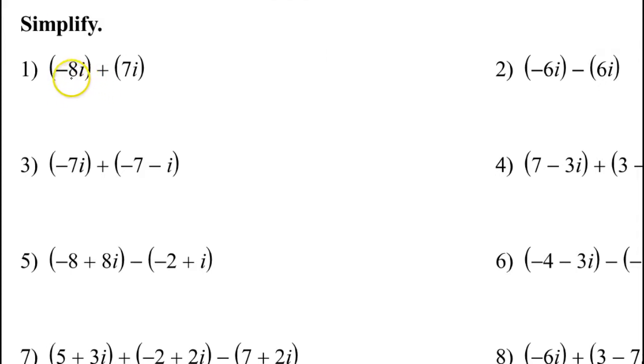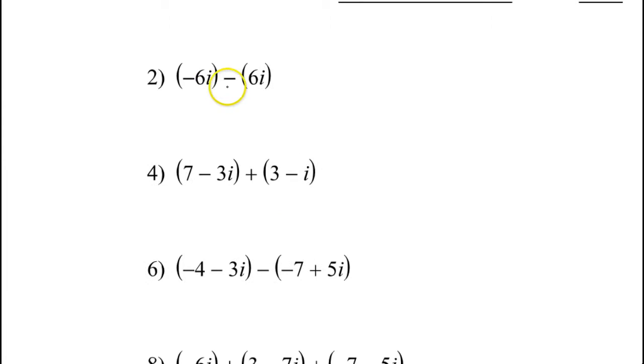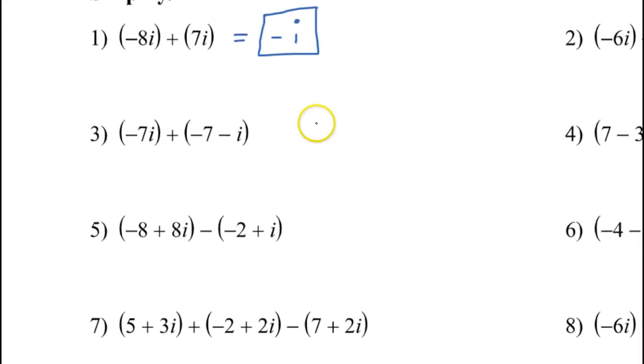Now for problem number 1, we have just an imaginary part plus another imaginary part. So this is just going to be negative 1i, or simply negative i. Okay, looking at number 2, again, this is all pure imaginary, so this is just going to be negative 6i minus 6i is negative 12i. Okay, we're really just combining like terms.